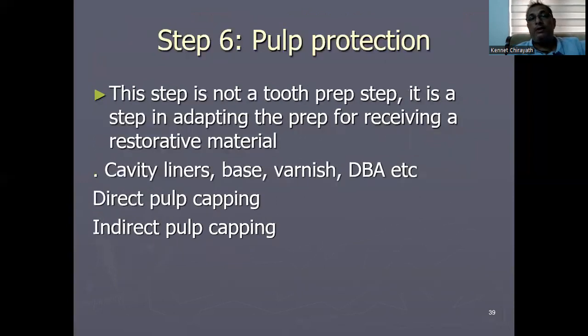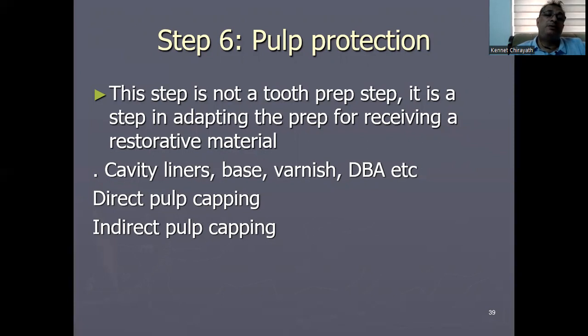Now comes pulp protection. Whenever you do the cavity, you should be very careful to prevent injury or damage to the pulp. The primary function of the cavity is to protect the pulp. So before giving the restoration, you should take all the necessary steps to protect the pulp. We will discuss cavity liners, base, varnish, and direct and indirect pulp capping.